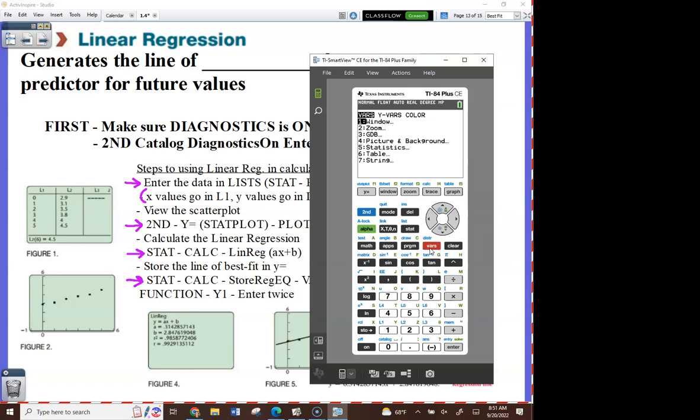Now it's going to say, okay, what variables do you want? Well, we want it to go in y equals, so arrow over to y vars, and this is going to be a function. Enter on the 1, and then there they are, and you just hit enter, and it's going to now put it there, and then now go to calculate.